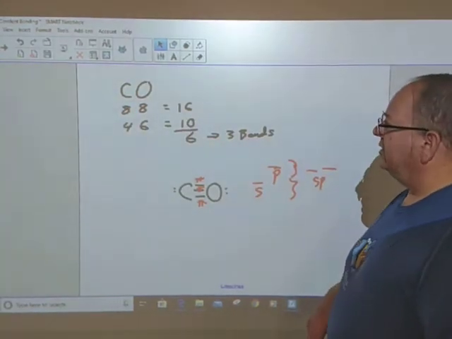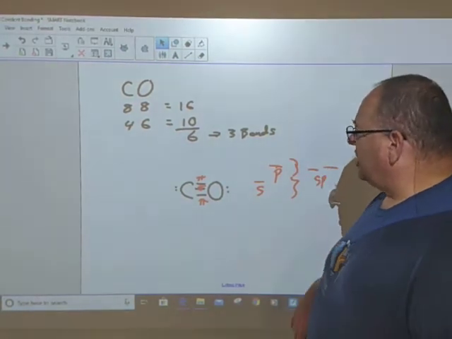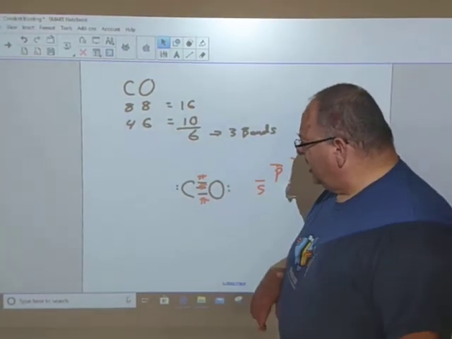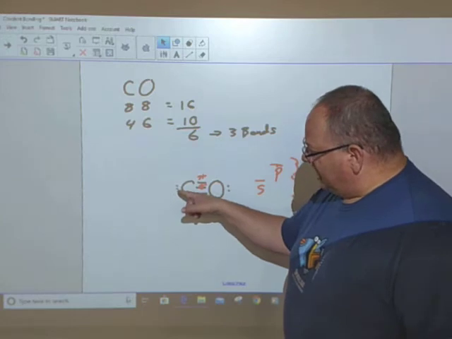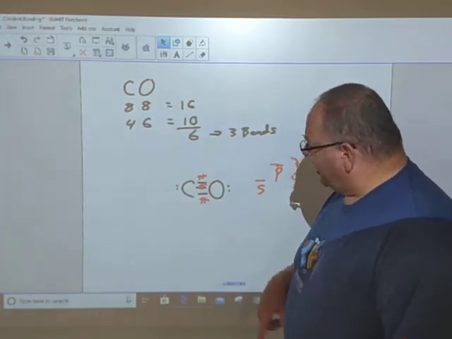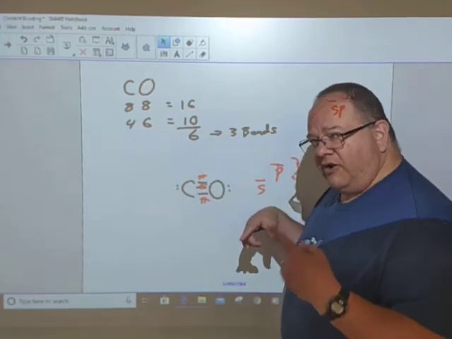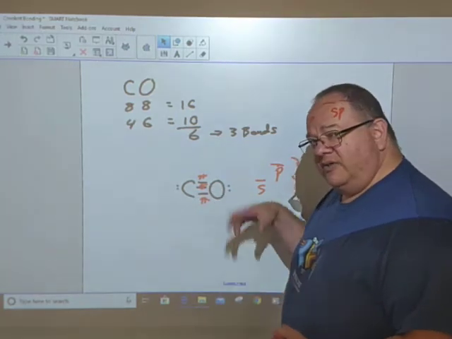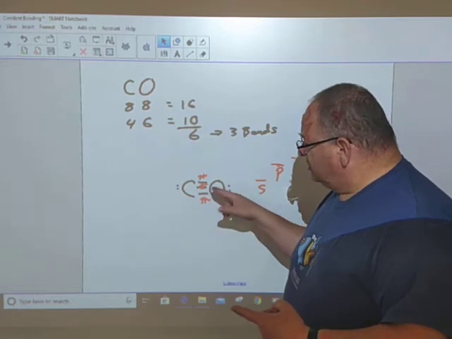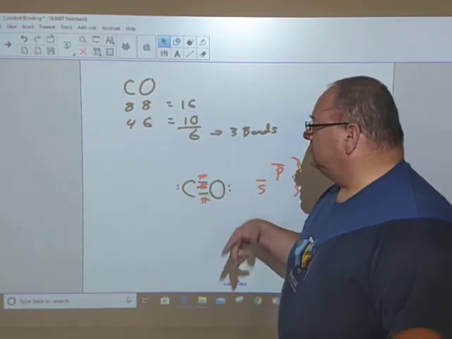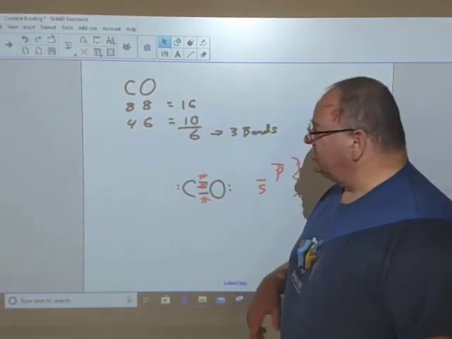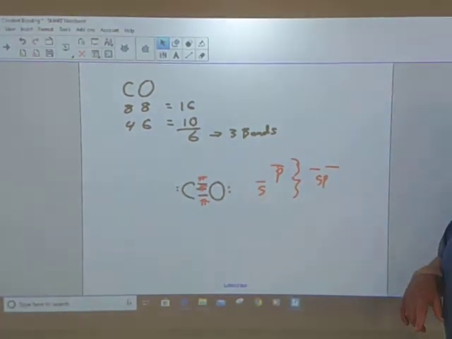Carbon monoxide. I could look at the hybridization of the carbon and say, well, there's an unshared pair. I need a hybrid orbital for that. And then of the triple bond, 1 of them is sigma. The other 2 are pi. So I only need a hybrid orbital for the sigma. I need 2 hybrid orbitals. That's sp hybridization.